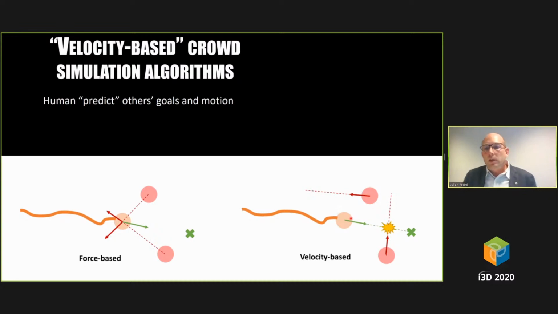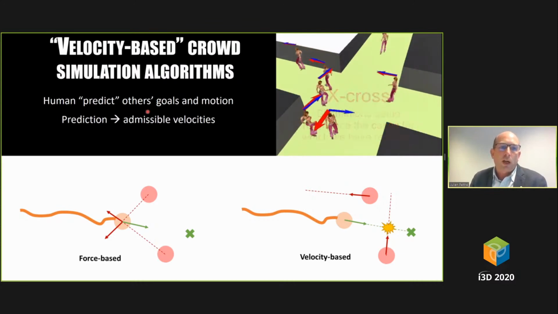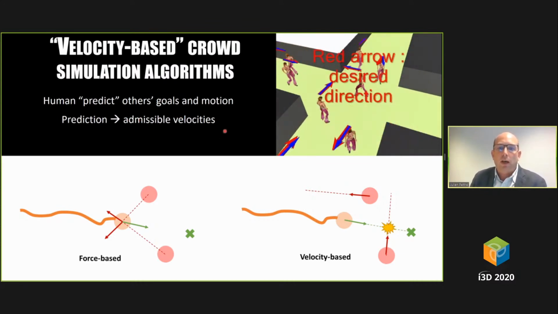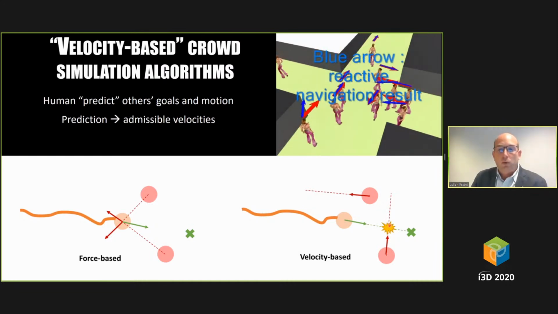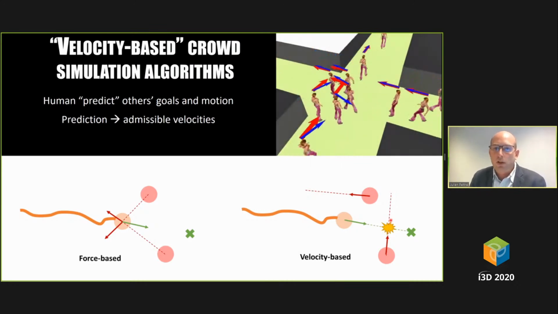Velocity-based techniques work a bit differently, introducing this idea that humans can predict others' goals and motion. Based on a simple prediction mechanism, like linearly extrapolating trajectories of agents based on their current position and velocity, you can figure out if, for example, there is a risk of collision in the near future. This prediction is used to define what we call the admissible velocities: depending on the definition you take, all the velocities that will lead to a collision-free motion in the near future.